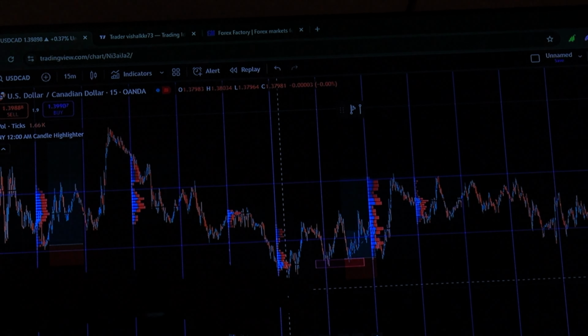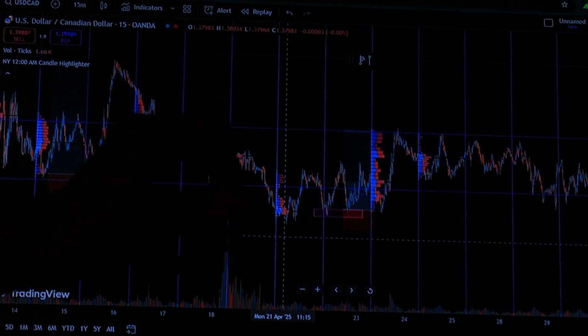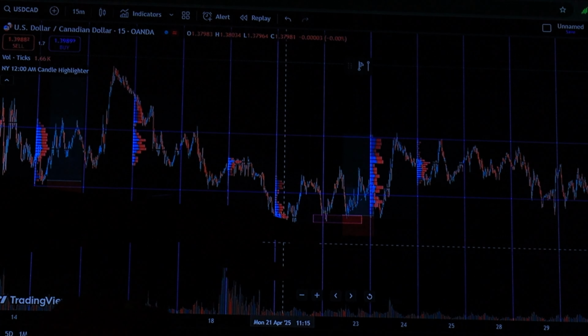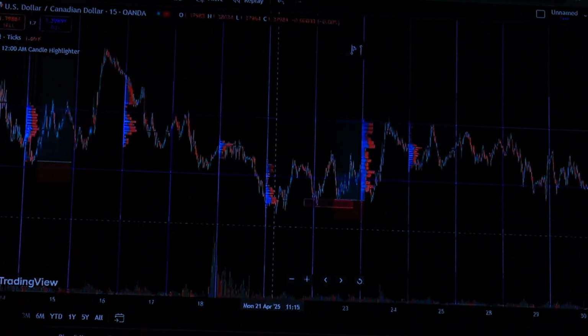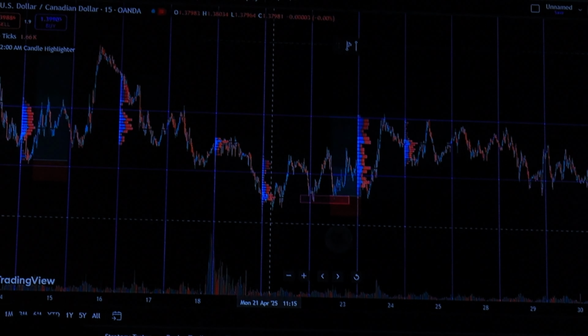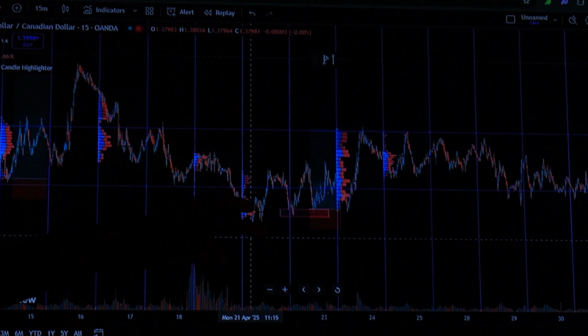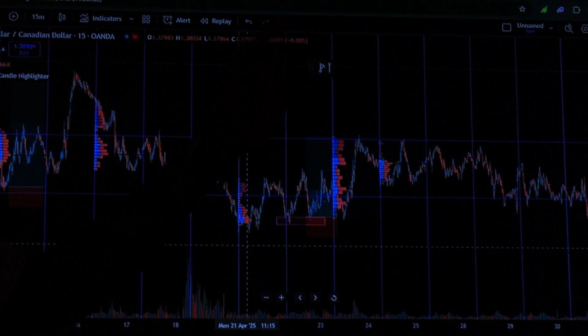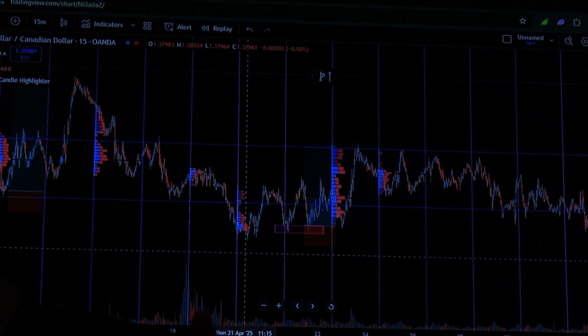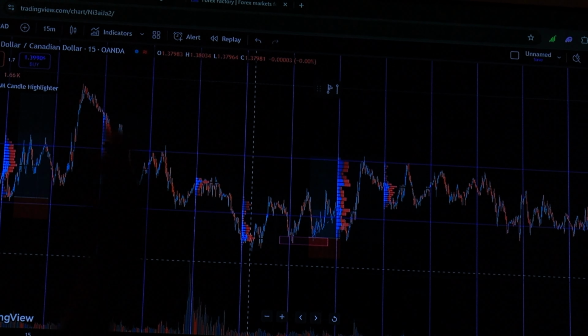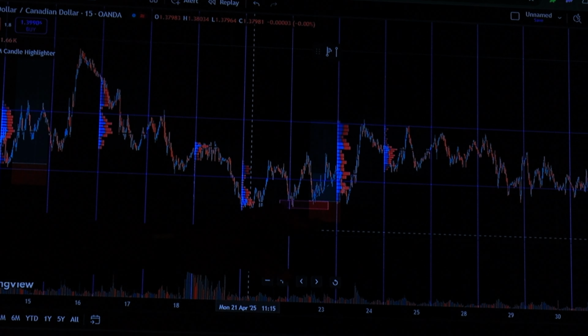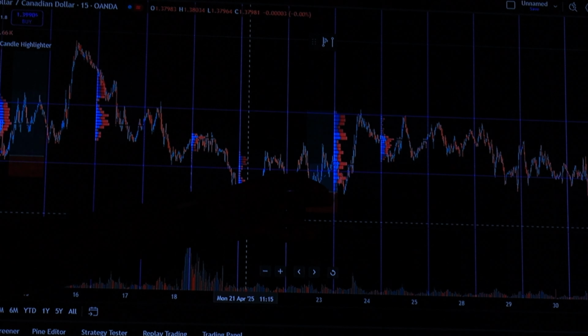The same setup gave us a continuation on Tuesday. If you have missed this setup, wait for the next imbalance to get formed. Wait for the market to tap out that imbalance and place out more positions.